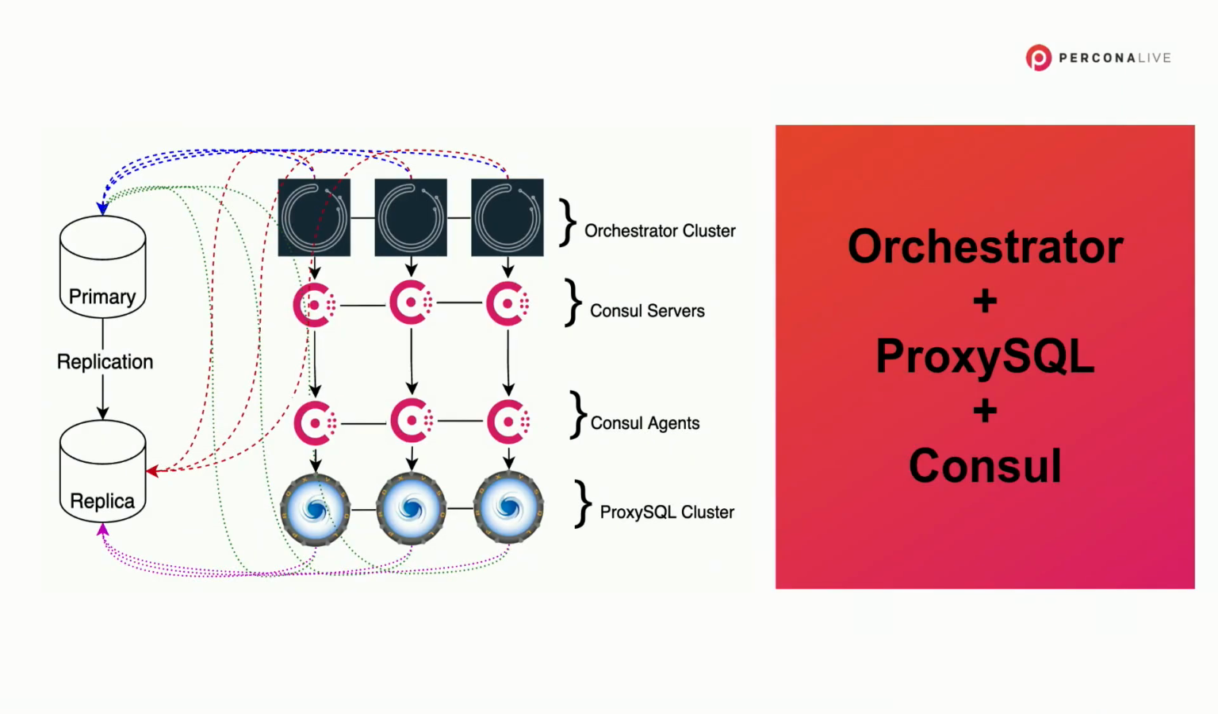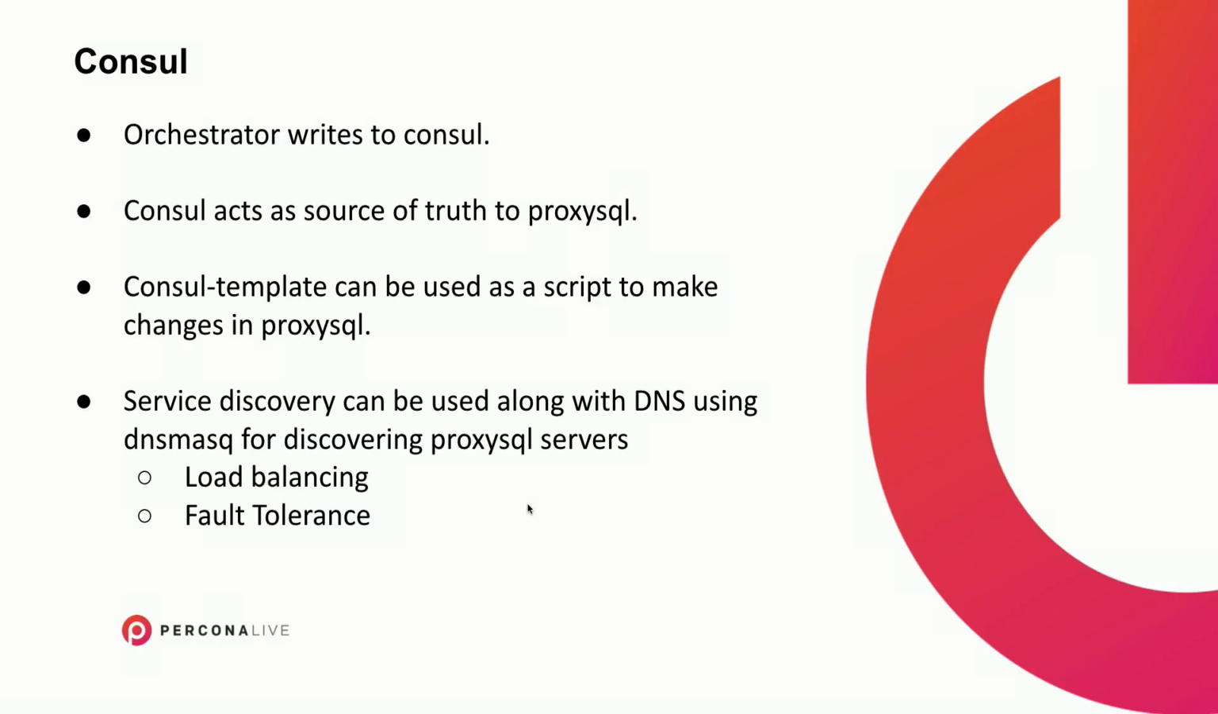So this is how our architecture looks like now. In the orchestrator cluster, we have 3 nodes. We have Consul servers on our orchestrator cluster. We have a ProxySQL cluster, and we have Consul agents installed on the ProxySQL cluster. So when the orchestrator cluster submits the master, it goes to the Consul server. The Consul server updates the Consul agent. The Consul agent will update the ProxySQL cluster.